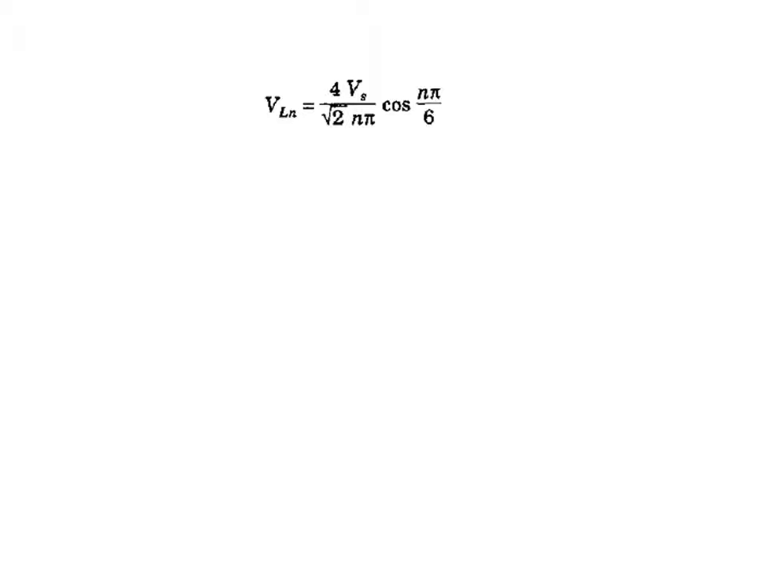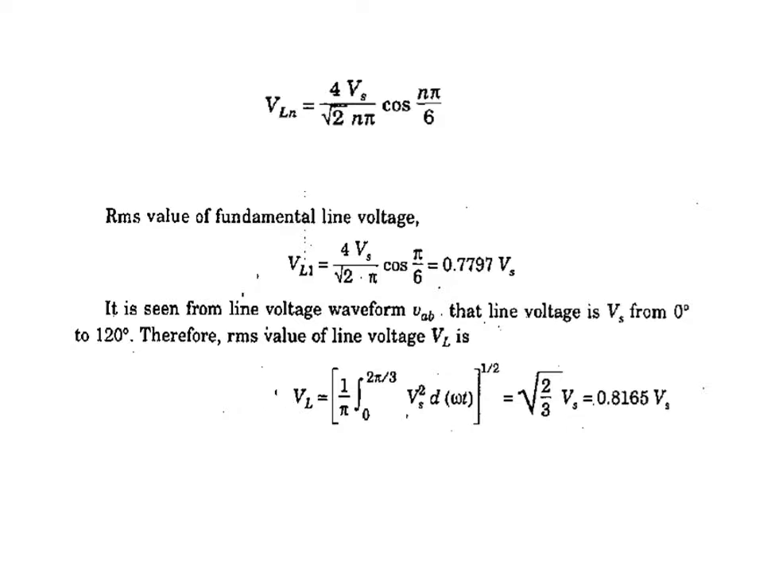The RMS value of the nth component of line voltage, that is VLn, is equal to 4 Vs divided by root 2 into n pi, cos n pi by 6. The RMS value of the fundamental line voltage, that is VL1, is equal to 4 Vs divided by root 2 pi, cos pi by 6, which is equal to 0.7797 Vs.